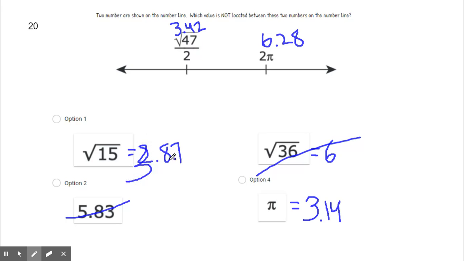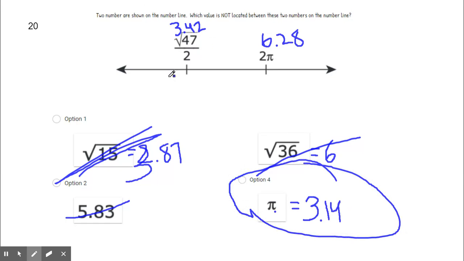I knew I had that written wrong. So that's 3.87. 3.87 does go between 3.42 and 6.28, so it's not this one. That one does go in between. So 3.14 is the one that's not going to go in there because it is actually smaller than 3.42. So it'll go on this side. It will not be between.